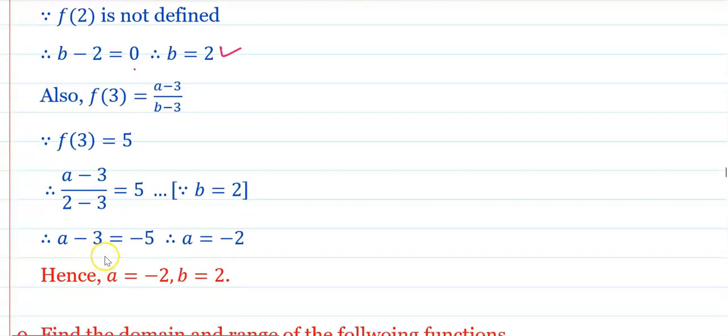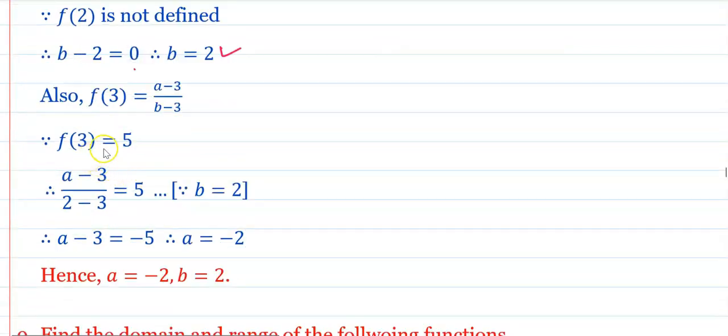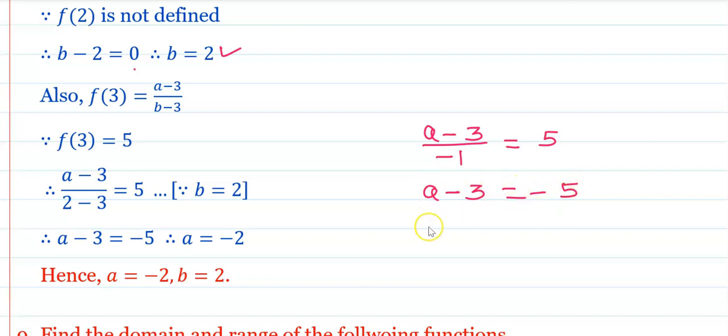X is replaced by 3 in that place. f of x is a minus x upon b minus x. X is replaced by 3 and its value is 5. We will simplify this. a minus 3 and 2 minus 3, that is a minus 1. Okay, a minus 3 upon 2 minus 3 is minus 1 and that is equal to 5. a minus 3 is equal to minus 5 and therefore a is equal to minus 5 plus 3, and that is equal to minus 2.